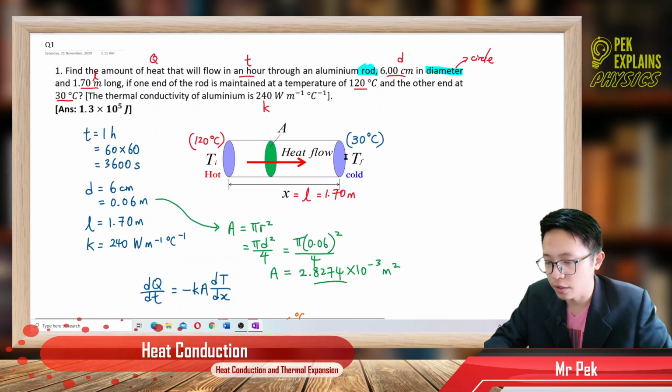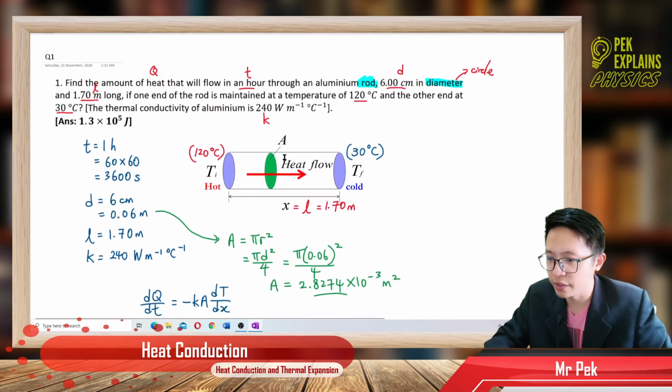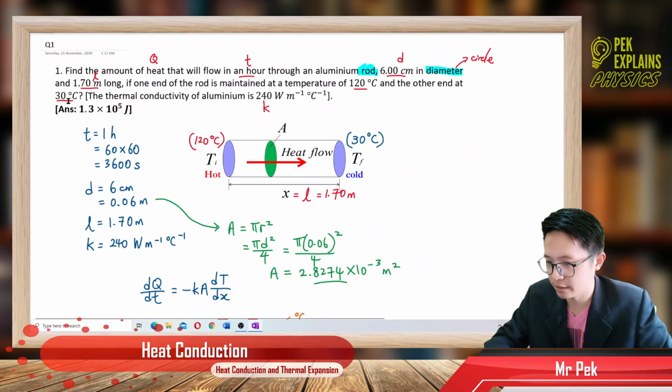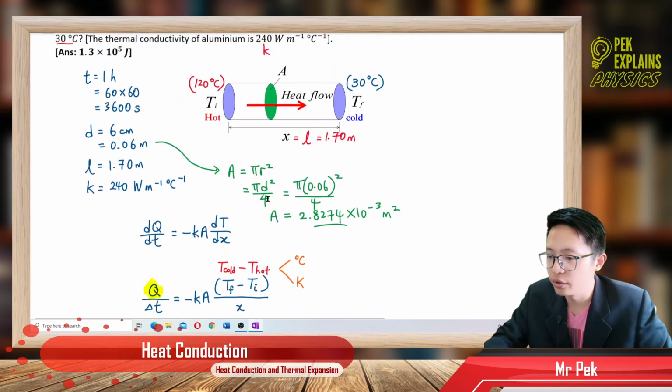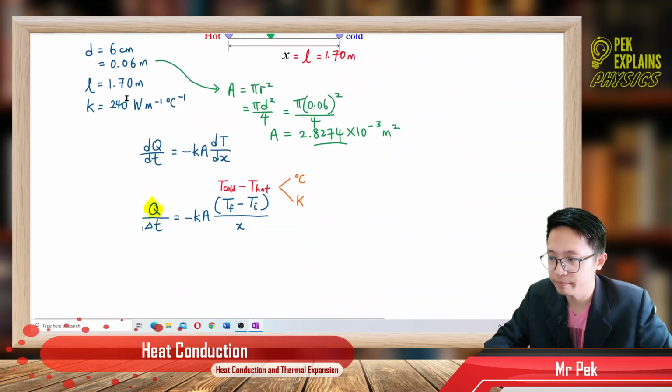So the cold temperature is the final temperature, and the hot temperature is the initial temperature. So final temperature minus initial temperature is cold temperature minus hot temperature. Remember, the unit given is degrees Celsius. No need to change to Kelvin, because we are talking about change of temperature.